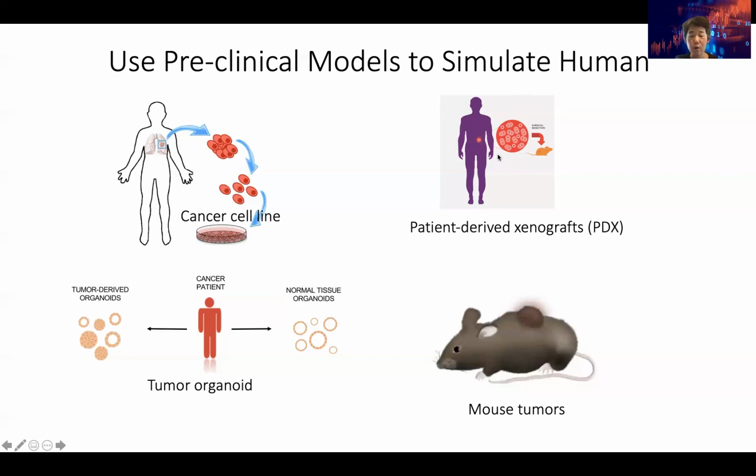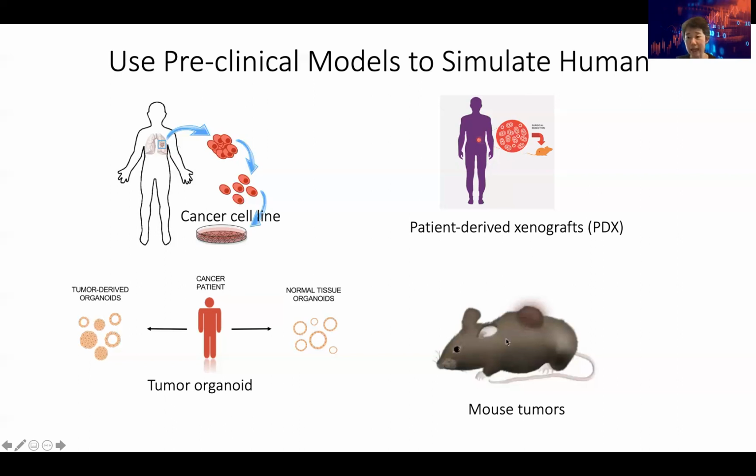In terms of growing, the patient-derived xenograft is the easiest. Most patient tumors can be grown in mice. Cancer cell lines are a little harder, and organoids, I think, are probably even harder.